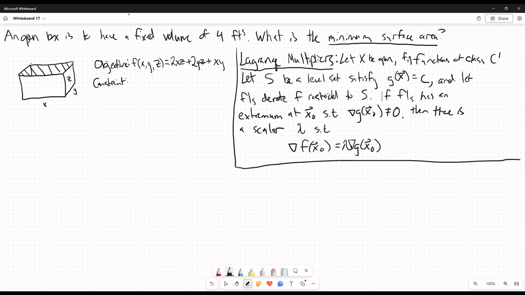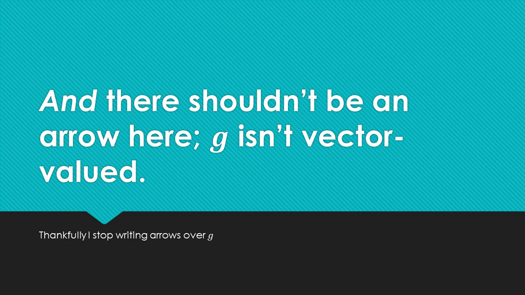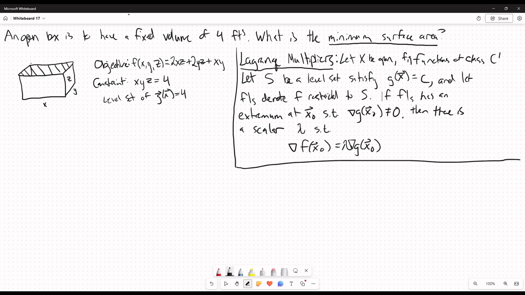What's my constraint? Well, we know this has a volume of 4. So my constraint equation is going to be xyz equals 4. This means that we have a level set, just thinking ahead. We're looking at a level set of g of x equals 4, where g of x equals xyz. So we have our 2 functions: f of xyz equals 2xz plus 2yz plus xy, and g of xyz equals x times y times z.